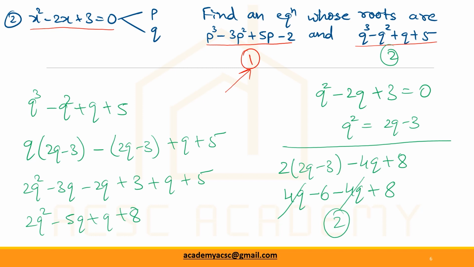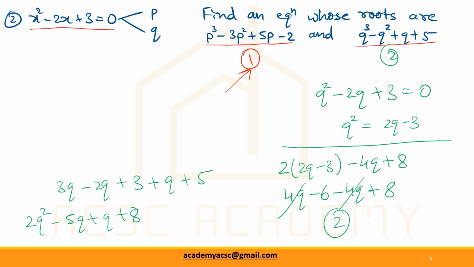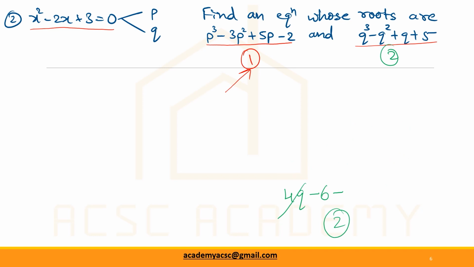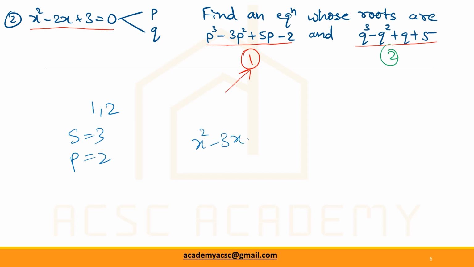So now things look very much simpler. We just need to find out a new quadratic equation whose roots will be 1 and 2. That is how simple this question has been brought down into. So now let us see. The question is done actually. There is nothing more that we need to do. We just want a quadratic whose roots are 1 and 2. So sum is 3, product is 2. Quadratic will be x squared minus 3x plus 2 equal to 0.